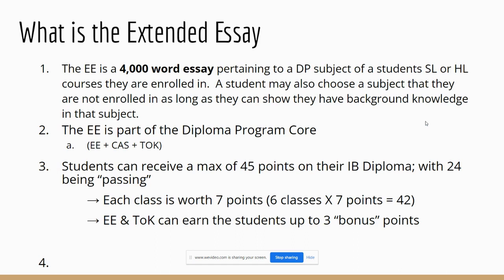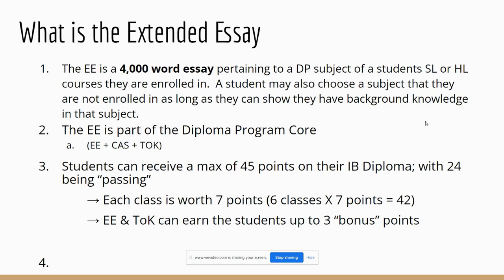What is the extended essay? It is a 4,000 word maximum essay that will correspond to a diploma program subject that the students are either enrolled in, have taken, or can show competency in. So for example, dance is an option as an extended essay subject. Even though we don't offer dance here at the school, they can still write their extended essay in dance if they have been trained in dance. So I believe psychology, we don't offer that anymore at the school, but they can still do an extended essay in psychology if they have taken AP psychology.